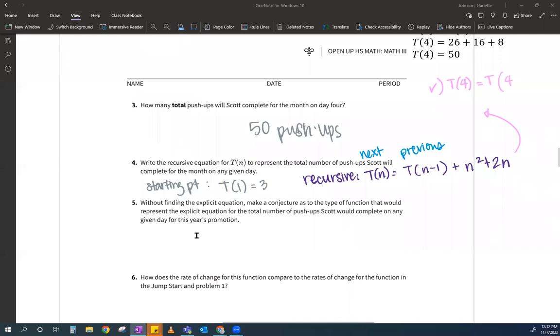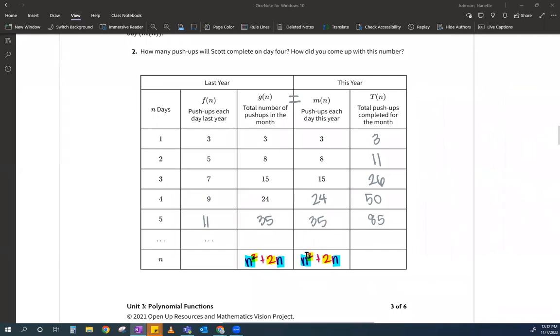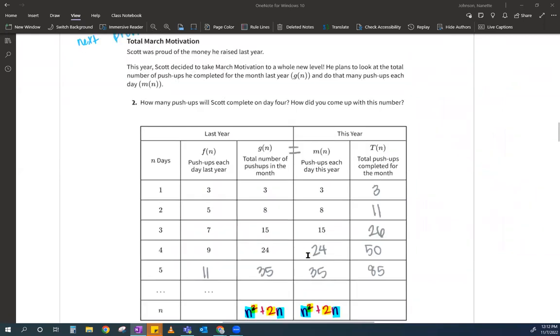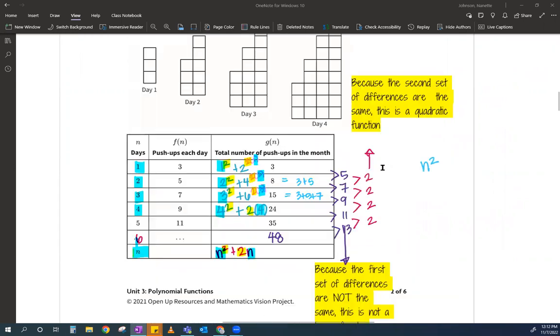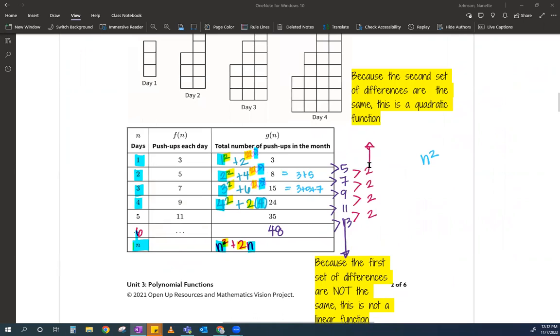Okay, got it. Thank you for your patience. All right, so number 5 says without finding the explicit equation, make a conjecture of the type of function. So here, this function is quadratic because it's squared. The reason why it's squared is because if you go all the way back up to our top, no, I went too far. Here, it went to the second, some people call this the second order of differences because it's not the first set of differences, it's the second one. So the linear one, when you added it to, and you made a total, it would be quadratic.